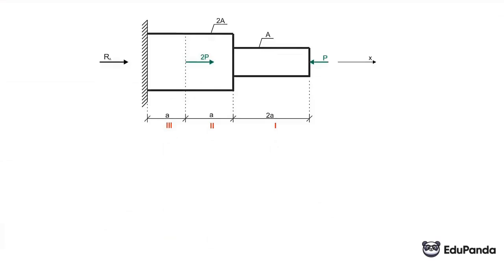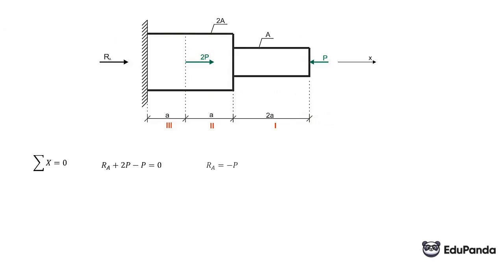The first thing we'll do is sum the projections on the x-axis, and from that we'll immediately calculate the reaction at the fixed end. Forces whose sense of direction is the same as the sense of direction of the x-axis are positive. If it's directed opposite, they are negative. So the sum of projections on the x-axis equals 0. Positive RA, add 2P. Minus P equals 0.